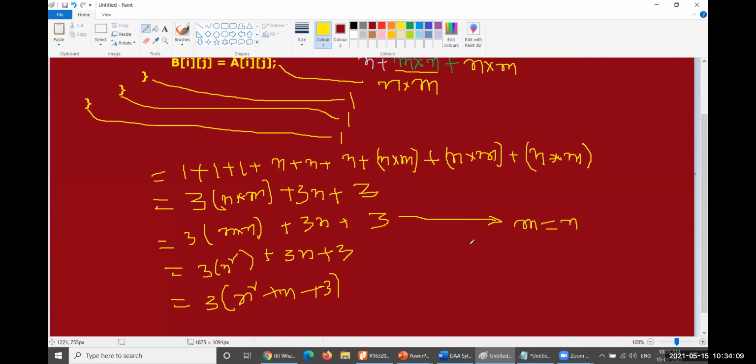So this is matrix transposition. That is why we need order in terms of two different values, that is m by n or n by m or p by q, something like that will be required. So that is why I'd like to consider m equal to n.